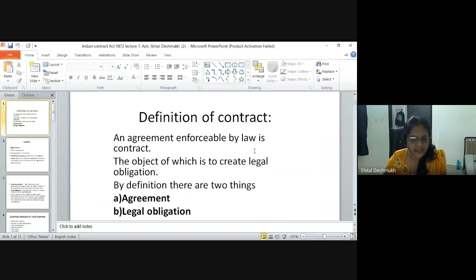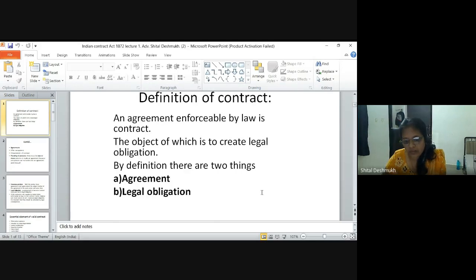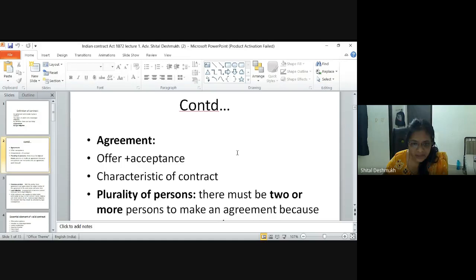Good morning, students. In the last lecture, we had seen the definition of a contract, the object of which is to create a legal obligation. So we had seen the definition and the components of the definition, that is, the agreement and the legal obligation. What is the agreement? What is a legal obligation? We had seen it in detail.